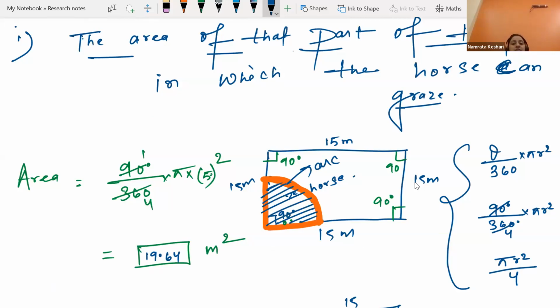Why is this 15 given over here? That is just to make us confused, or just one more piece of extra information. Since it is a square having side 15 meter, we are not going to use it. Getting it?